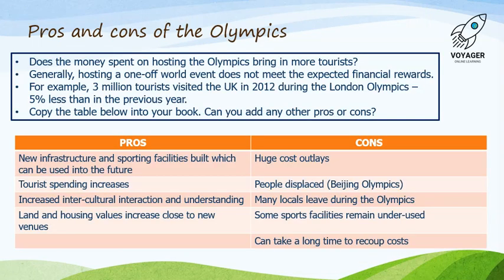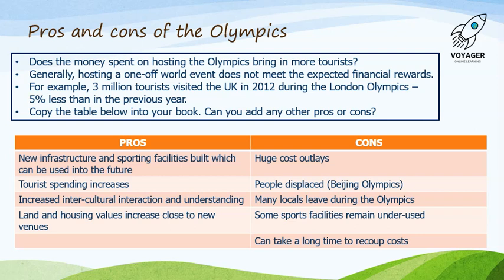So what are the pros and cons of big sporting events like the Olympics? Does the money spent on hosting the Olympics bring in more tourists? Generally, hosting a one-off world event does not meet the expected financial rewards. For example, 3 million tourists visited the UK in 2012 during the Olympics in London, but this was 5% less than in the previous year. Copy the following table into your book. Can you add any other pros or cons?